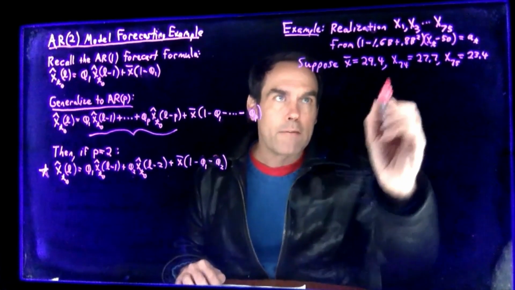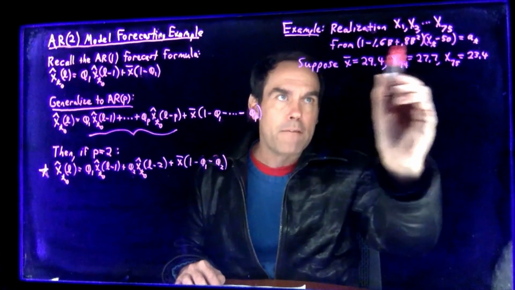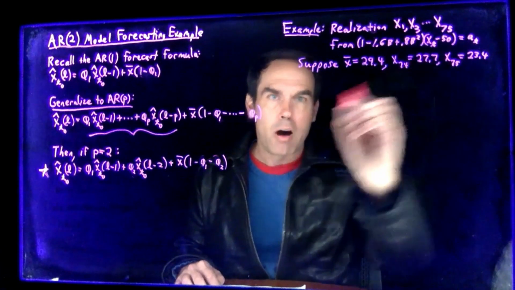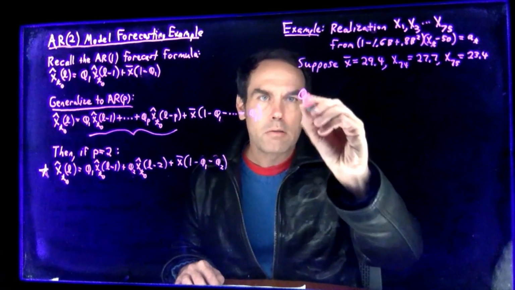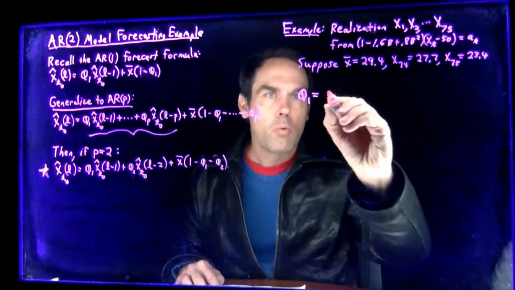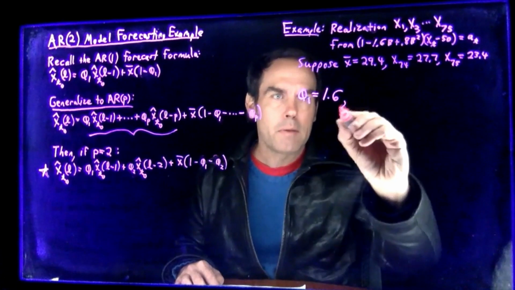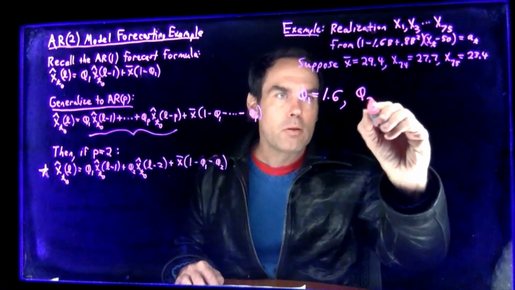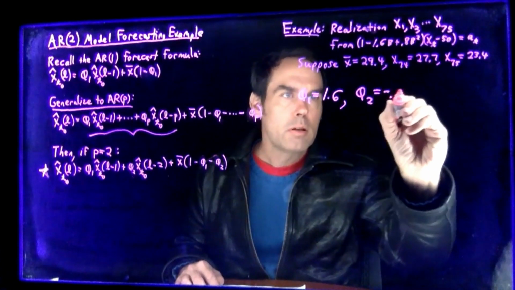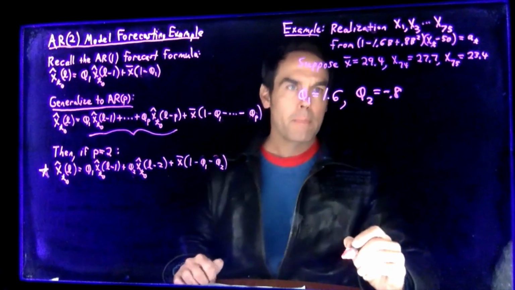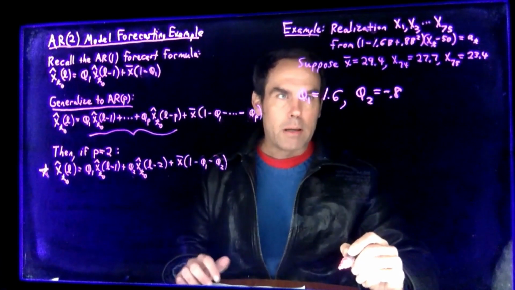Now, before I go any further, let's talk about the phi's from this model. Since we know the model, we know that phi1 is 1.6. Remember, we changed the sign. And phi2 is equal to negative 0.8. Okay, those are going to be important as well.